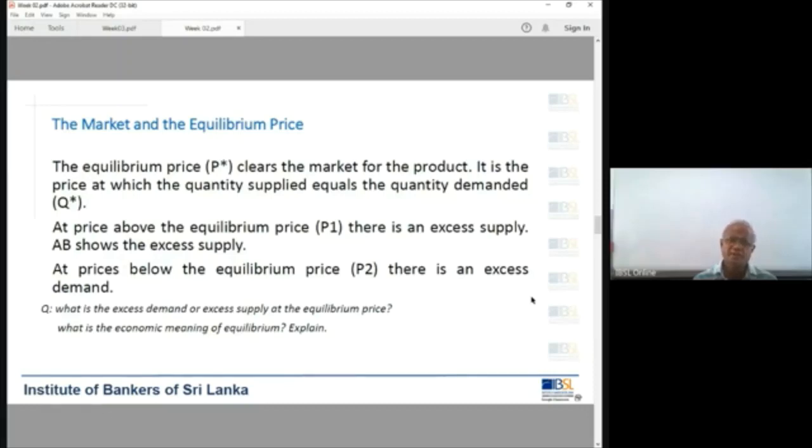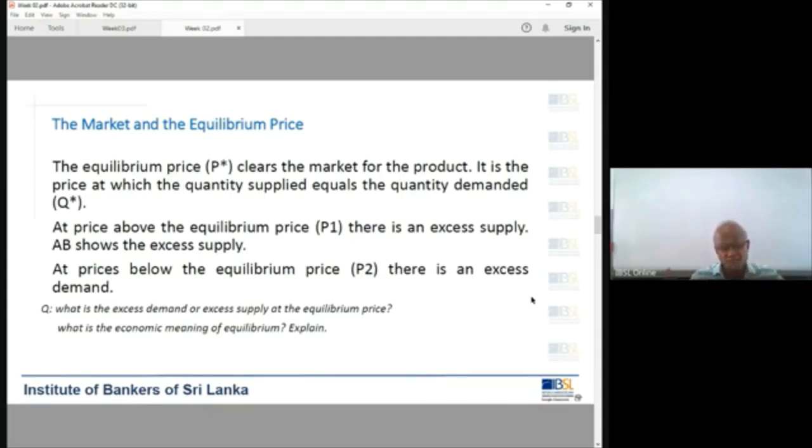What is the excess demand or excess supply at the equilibrium? At equilibrium price, at P star, demand equals supply. There is no excess demand or excess supply. Right? What is the meaning of equilibrium?